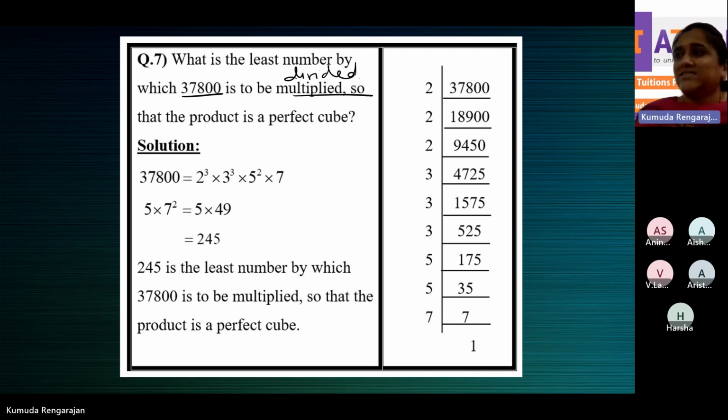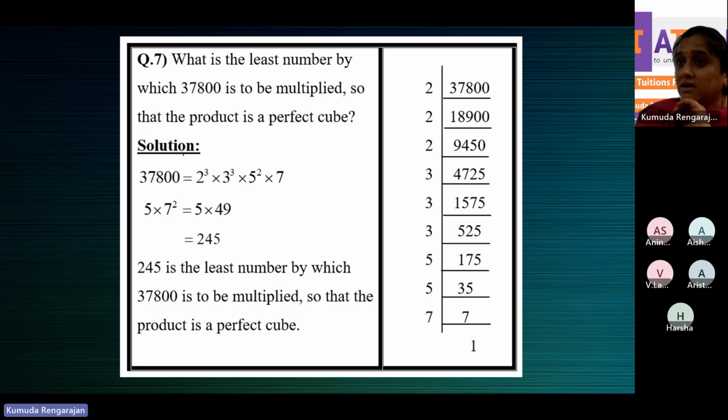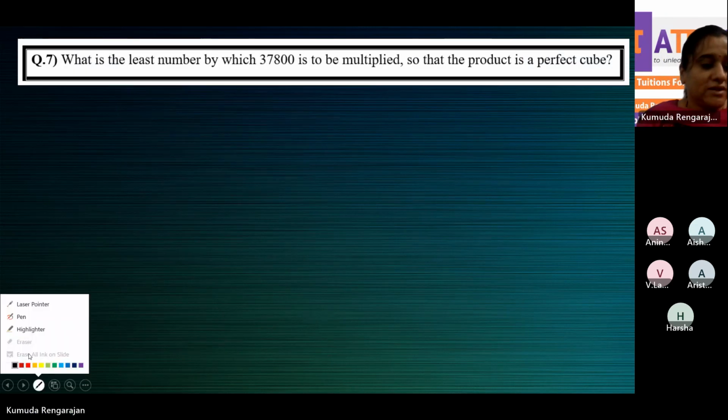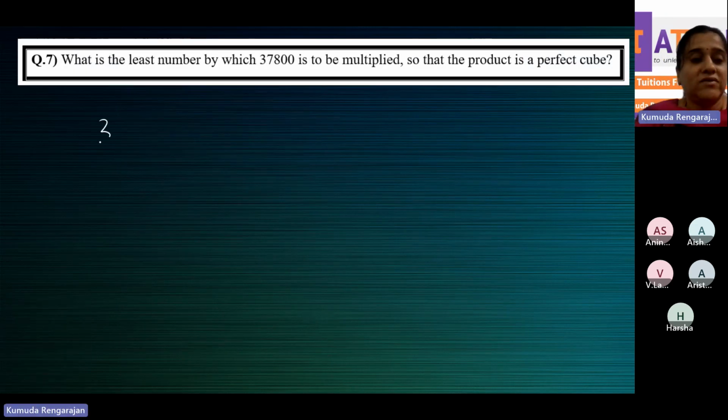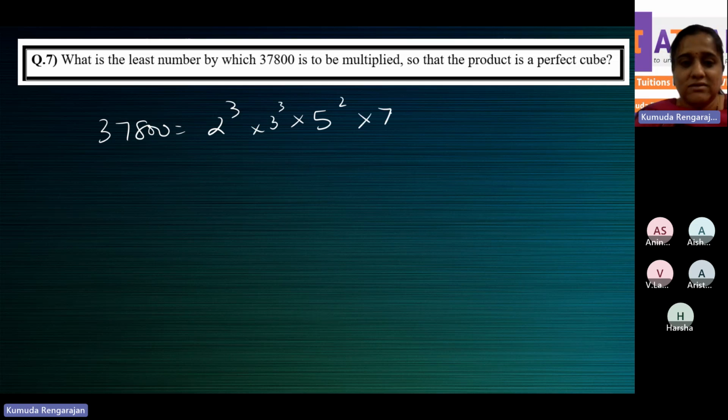So if the question is by what number should it be divided so that the quotient is a perfect cube? When you divide this one by something, the resulting number is called the quotient, right? So for that, 37,800 is equal to 2 cubed into 3 cubed into 5 squared into 7, right?